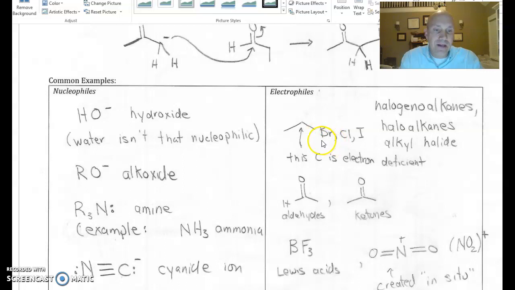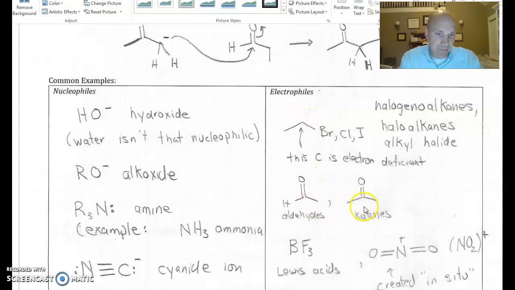So what makes them electrophilic is that you've got a carbon which is connected to either a bromine, chlorine, or an iodine, and the electronegativities of these are greater than the electronegativity of the carbon next to it, and that makes that carbon right there slightly positive. All right.